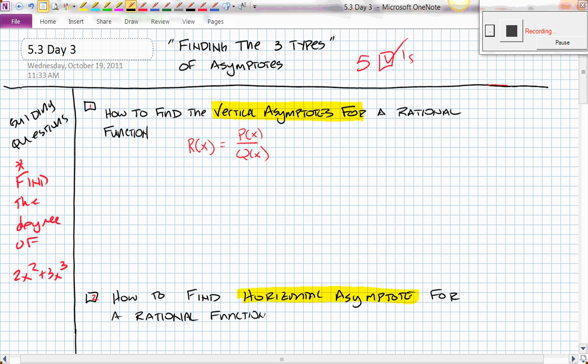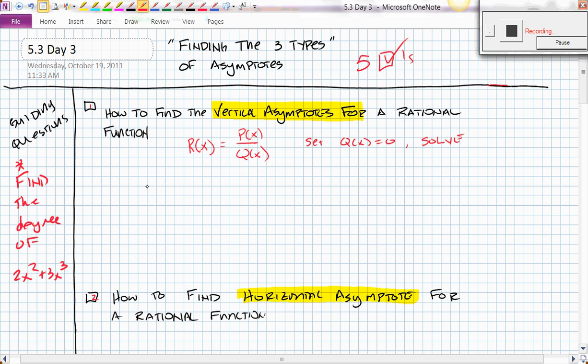The first box says, how do you find the vertical asymptotes for a rational function given r of x equals p of x over q of x? Well, finding a vertical asymptote is the same as finding the domain. So what we do is we set q of x equal to 0, and then we solve.